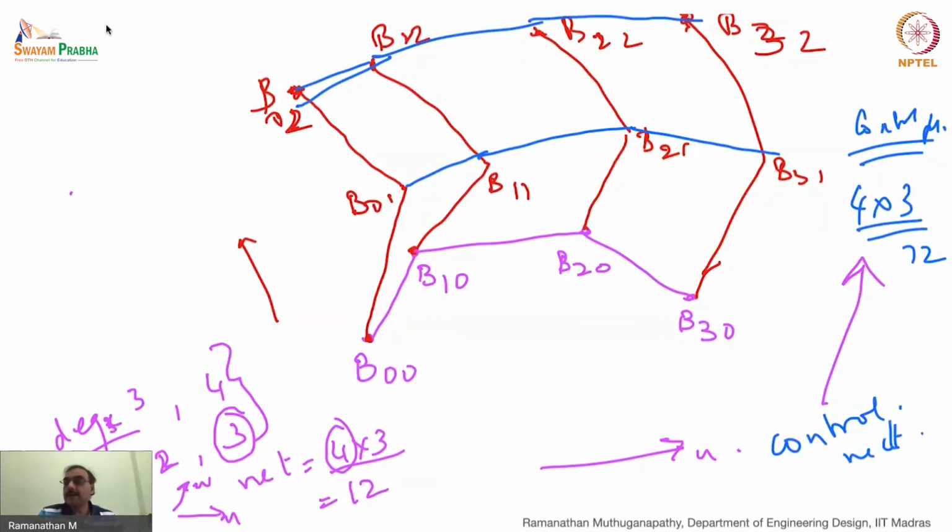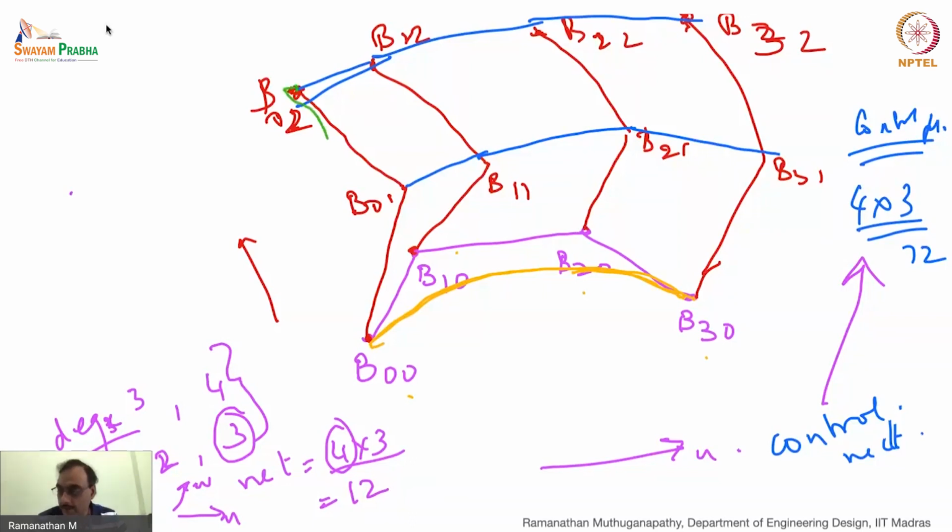So this is how you have a control net for a Bezier surface, and then you can generate the Bezier surface using the similar set of equations that we saw in the morning. Okay, all other properties will remain very similar on that. Except that what will happen here is that you will have a boundary curve, one curve. What will be the notation for this boundary curve? Which control polygons will use the boundary curve? This will use the B00, B10, B20, and B30. Okay, this will be one of the boundary curves.